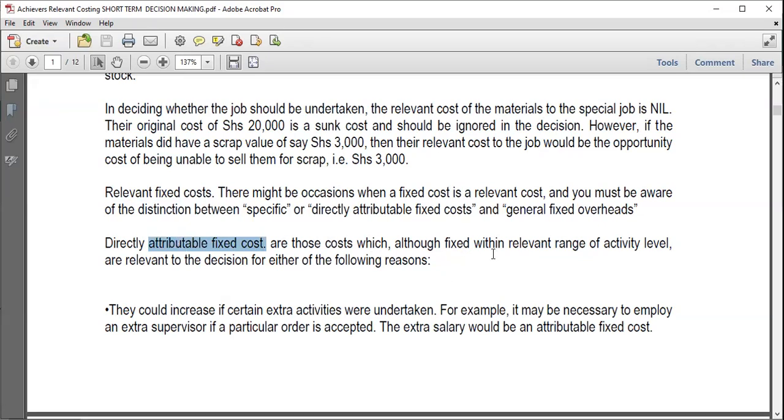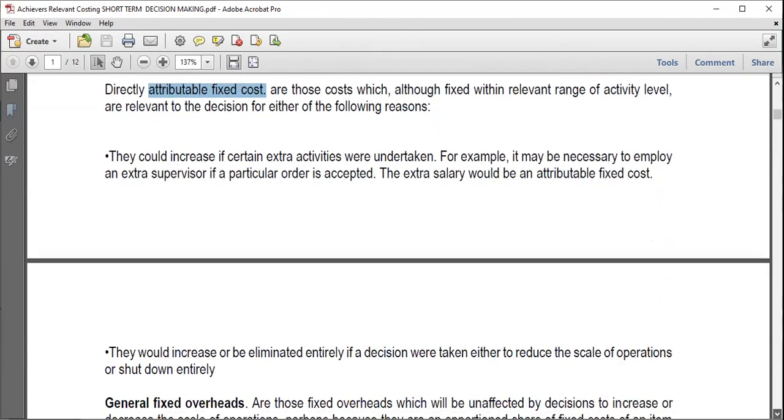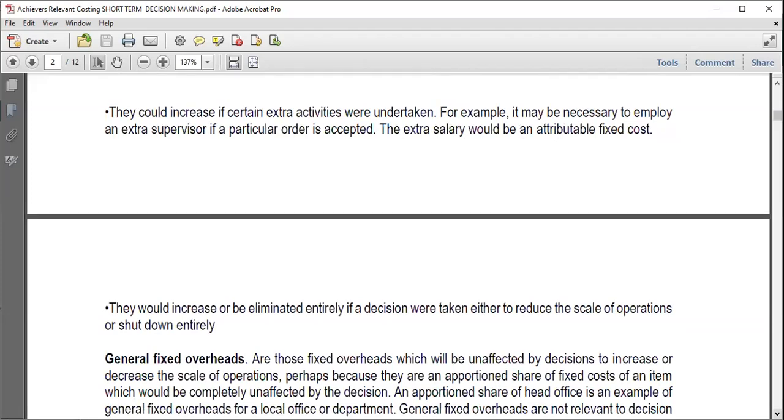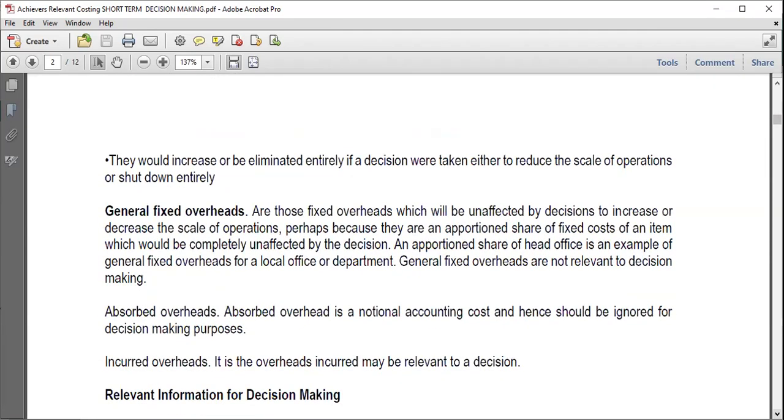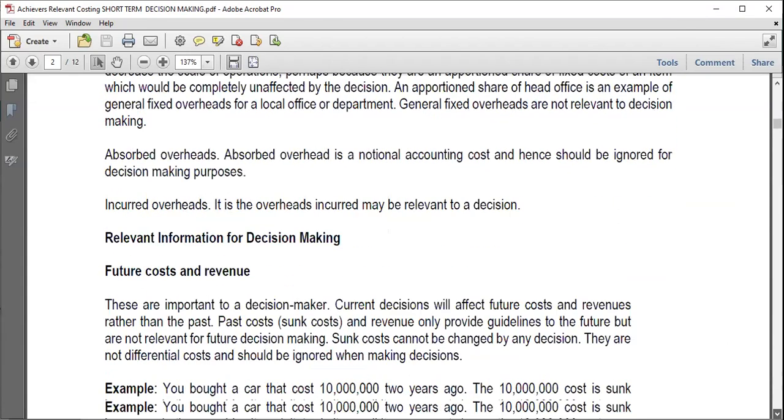They're saying there are costs which, although fixed within the relevant range of activity level, are relevant to the decision. I've given you an example where you may need an extra supervisor for a particular order, or you may need some staff to remain and serve the company during that time, and you're giving them some amount of money. So then the general fixed costs, of course, those will remain. For example, rent, those will definitely remain the same. You get it?